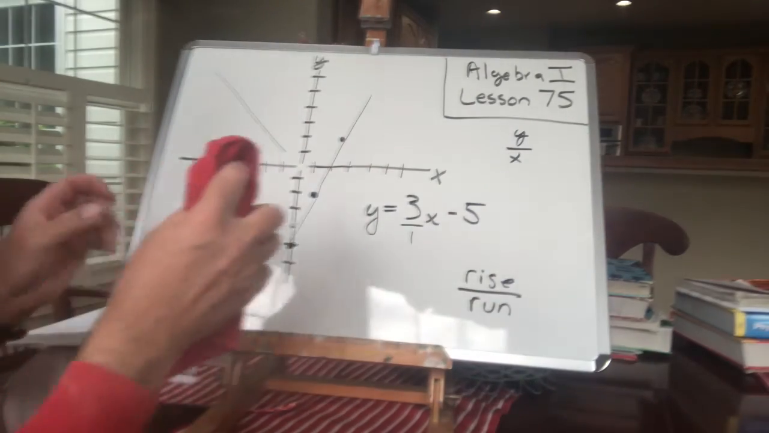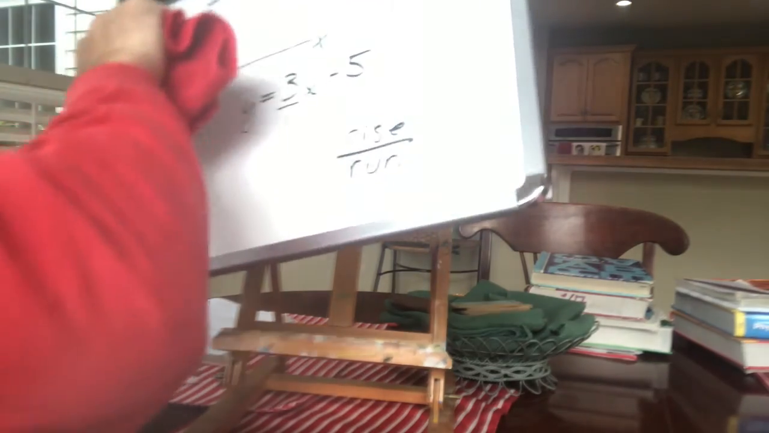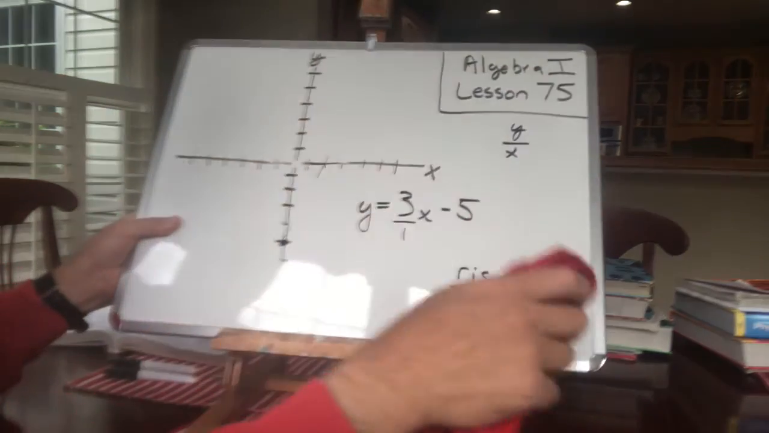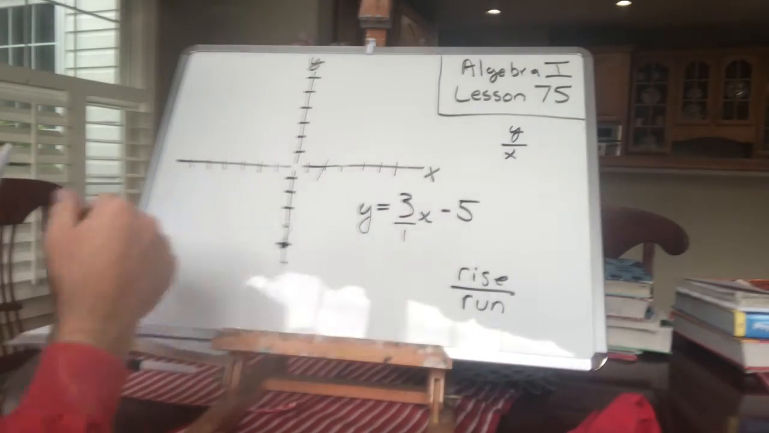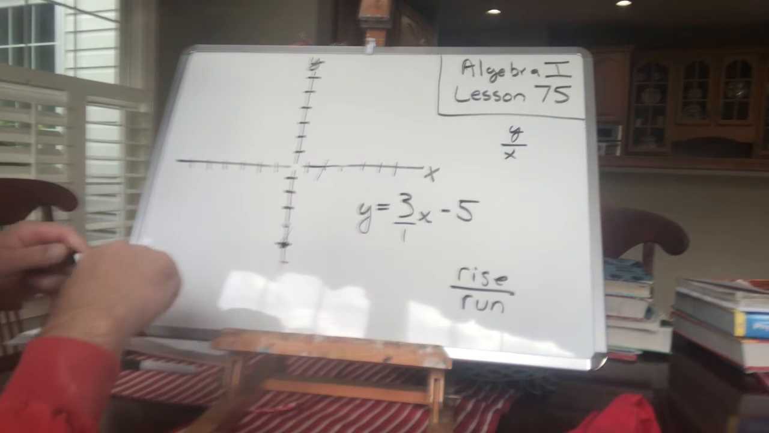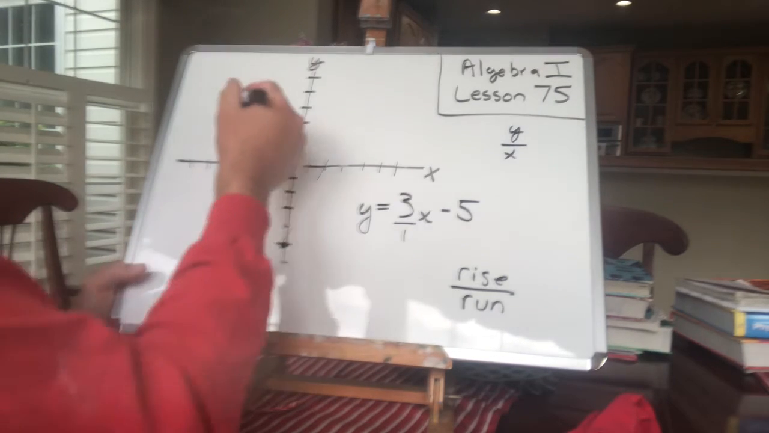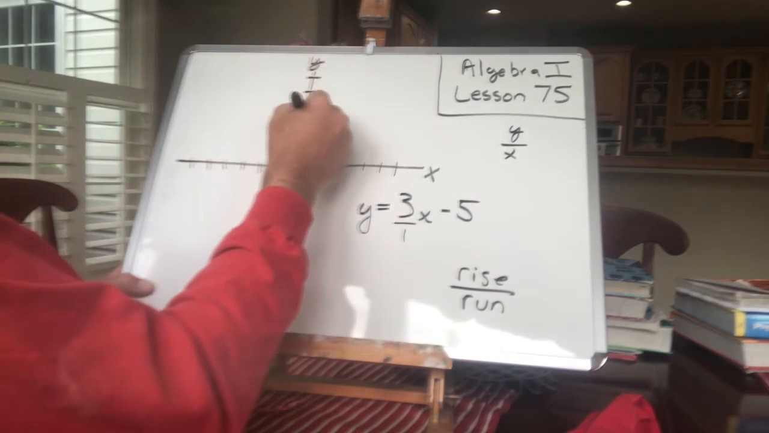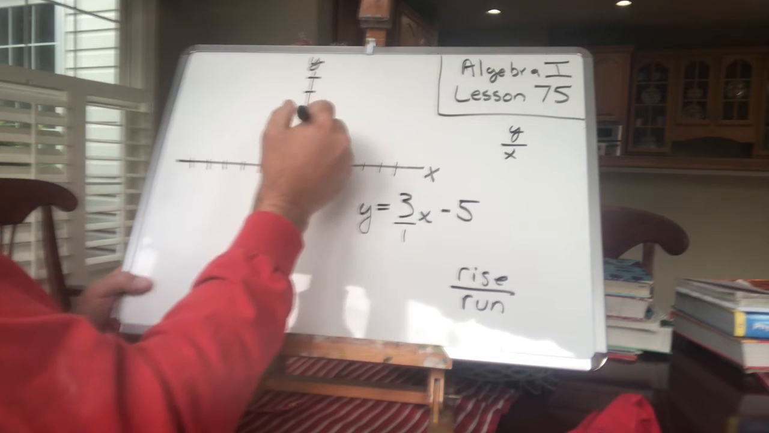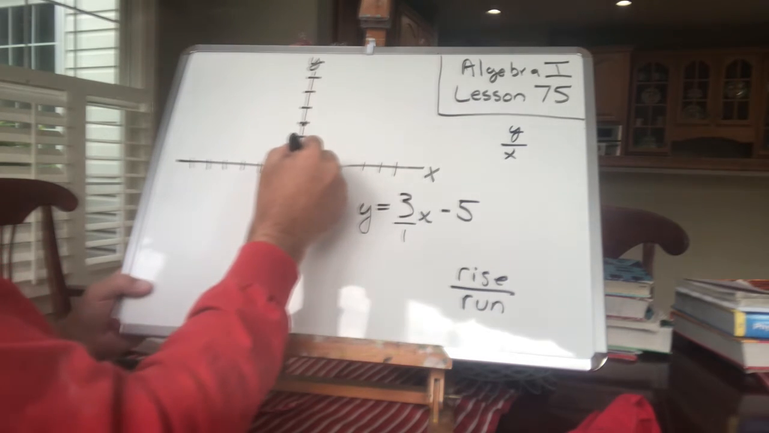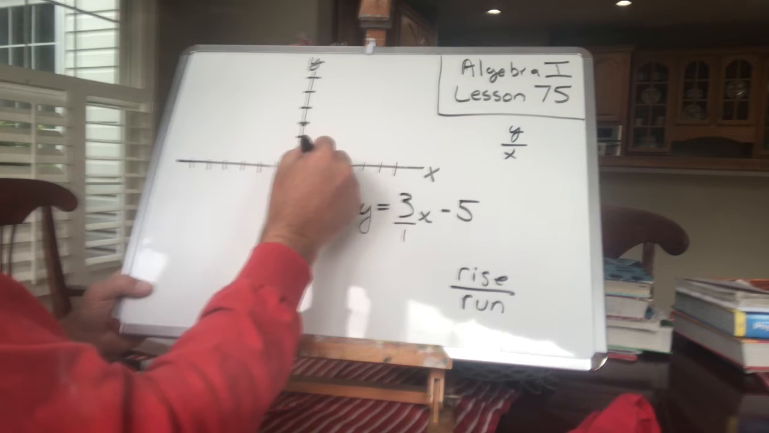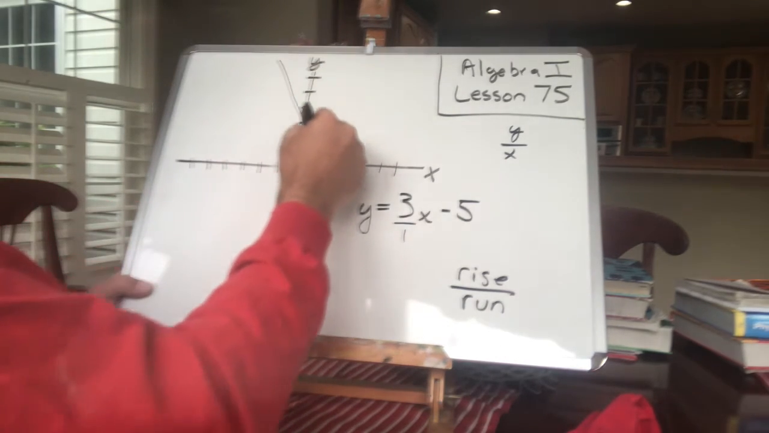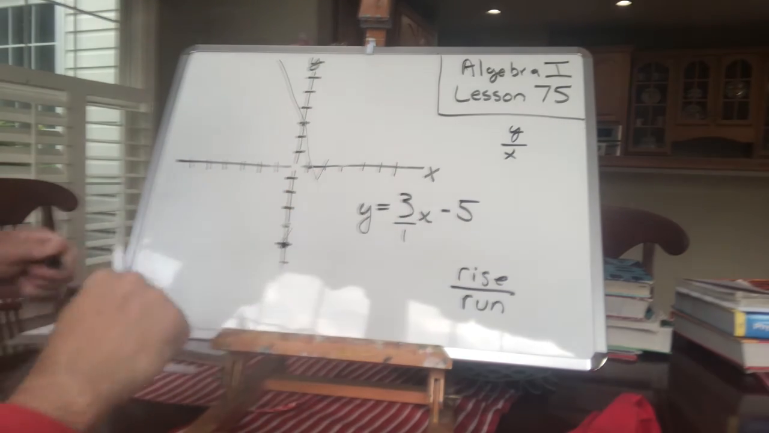So if this slope was -3, it would be going down 3 and over 1. So if my intercept was, say, here, it would go down 3 and over 1. And it would be this kind of line, all right?